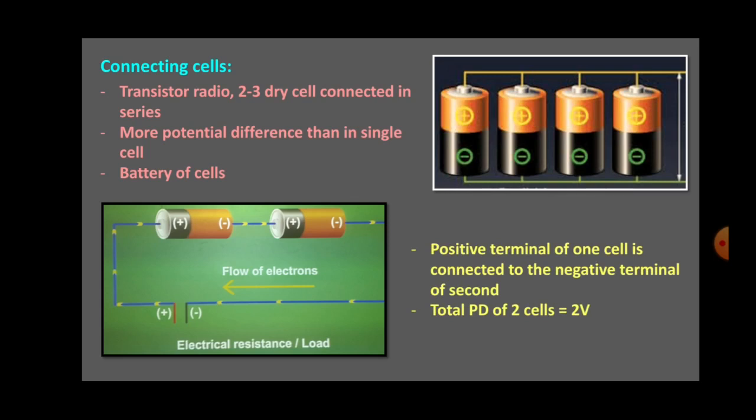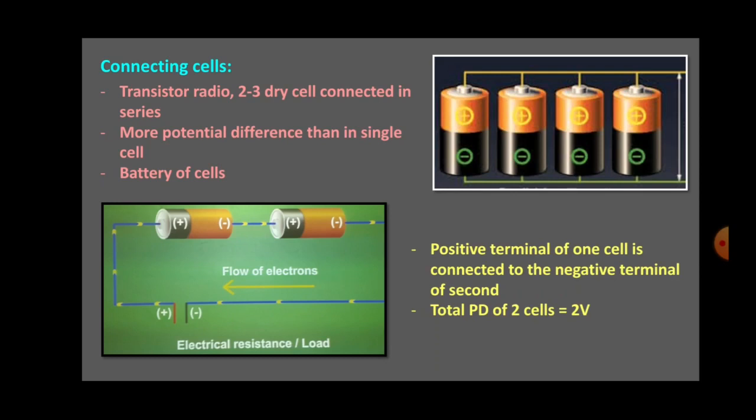Now in the second picture on the screen, where I had written electric resistance or the load, 2 batteries are connected to each other. As we know, the upper cap-like structure is the positive end of the battery, and the lower flat side is the negative end. You can see that the negative end of the first battery is connected to the positive end of the second battery, right?